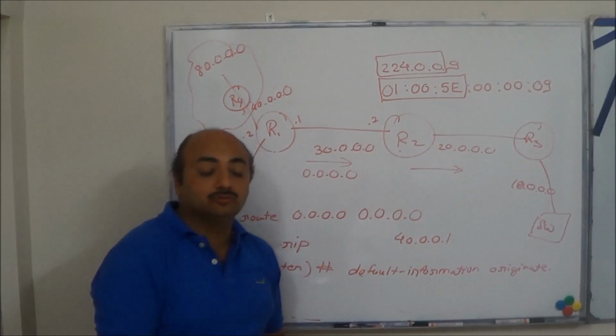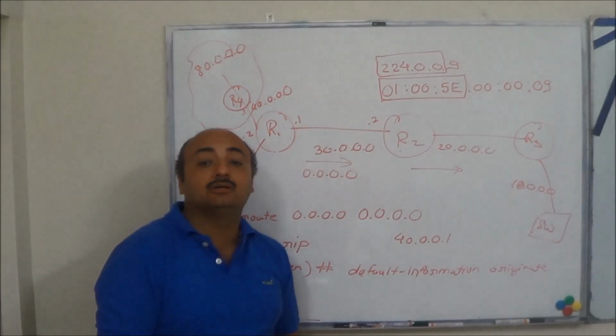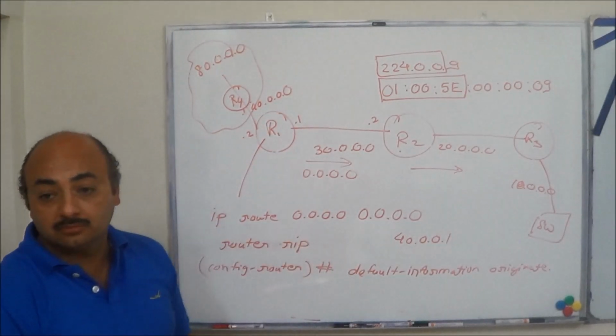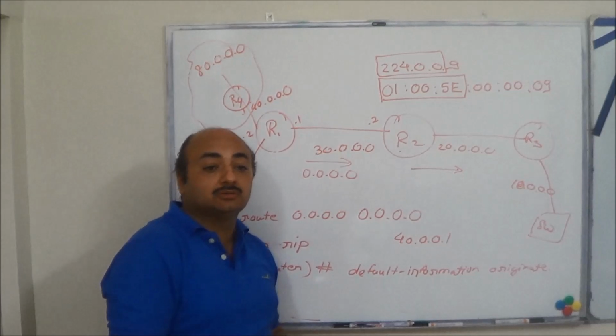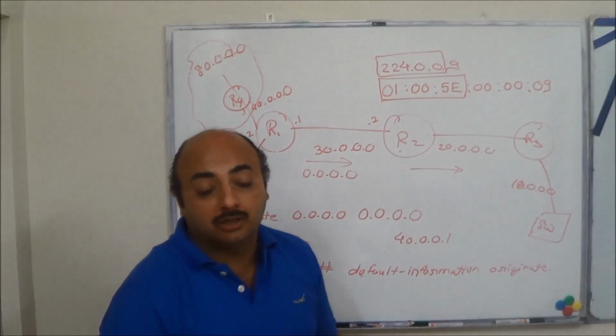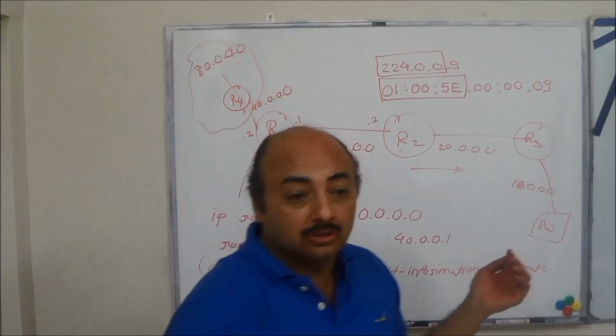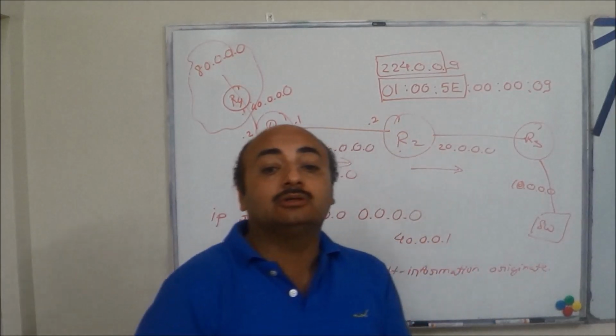Also, using version 2, you want to run no auto-summary. And then also do a practical where you run debug ip rip, where you see not only the network going through but also the subnet mask going through.